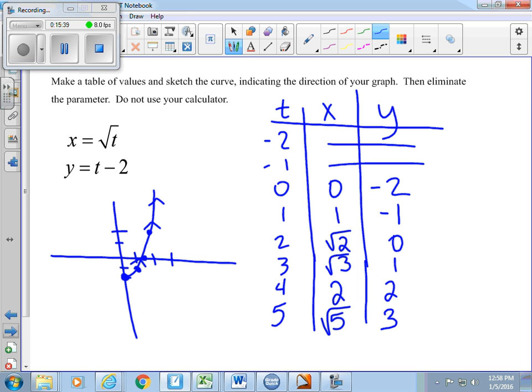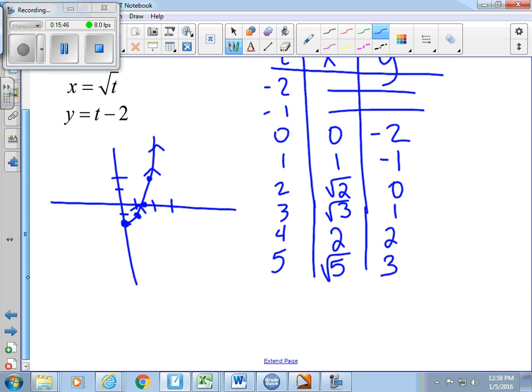Eliminate a parameter. How would I do that? Easiest way to do that would be to square the x.